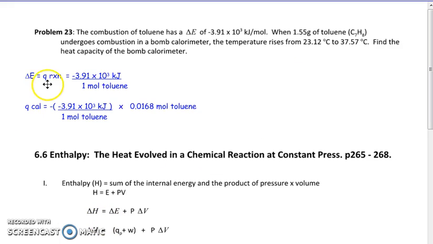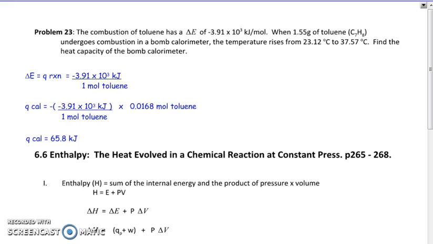So I went ahead and figured out, here's my delta E, look at my units. Knowing that Q of the reaction is negative Q of the calorimeter, I put the negative here, and here's the negative of the Q of the reaction. It's kilojoules per mole of toluene, so I need to figure out how many moles of toluene I have. I found grams per mole, so I found the moles. Now all I have to do is multiply, and I figure out the heat absorbed by my calorimeter. So there I go. I got Q-cal is 65.8 kilojoules.